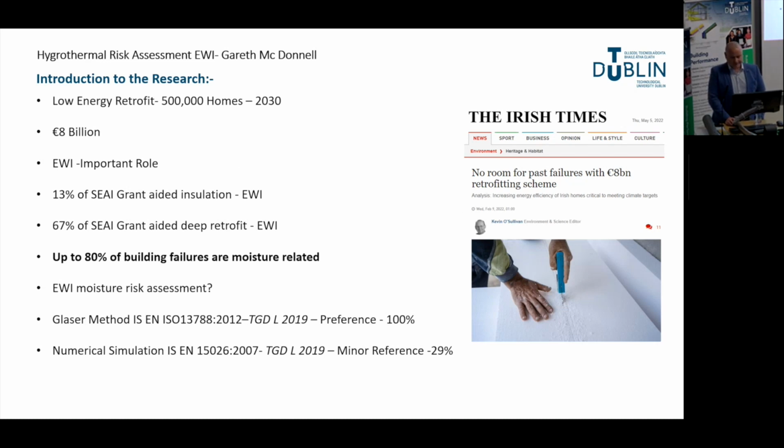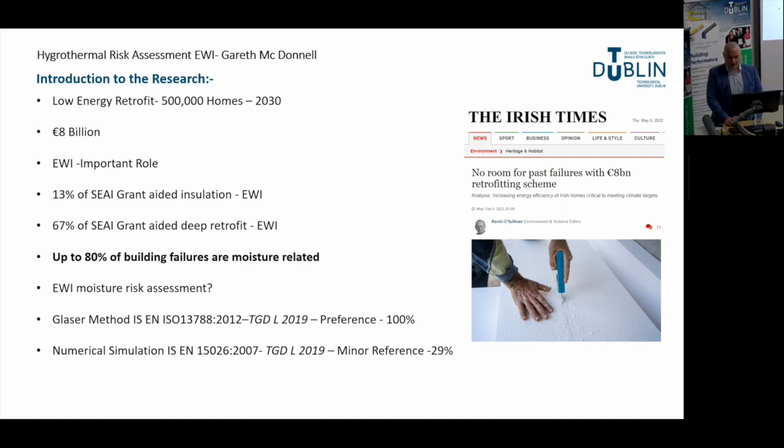The introduction. The Climate Action Plan published by the government in 2019 introduced a policy of low energy retrofit of 500,000 homes by 2030. The government have recently committed to providing 8 billion of funding to meet these targets. To avoid failure seen in other countries, many challenges will have to be overcome, including moisture risk. EWI is likely to play an important role, especially where a deep retrofit is undertaken.